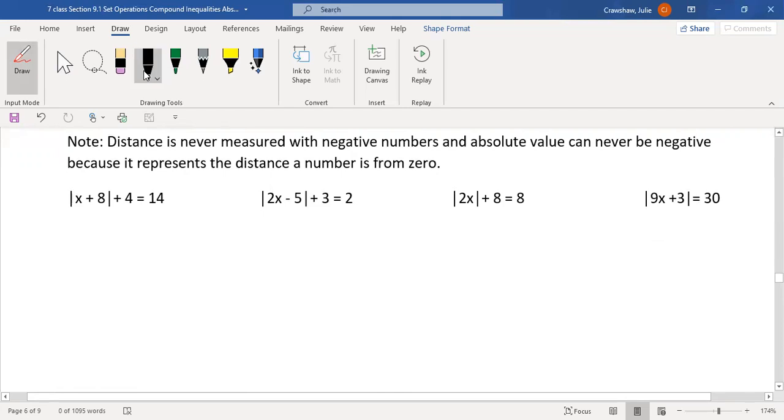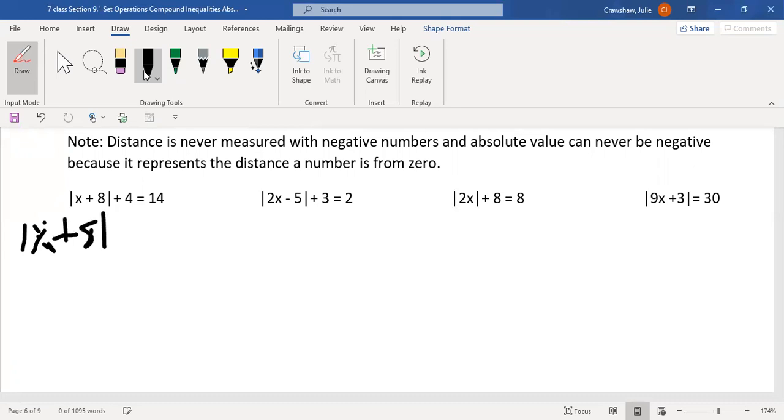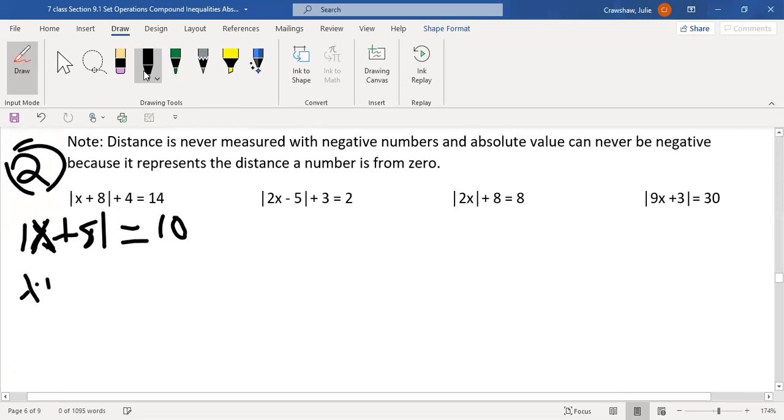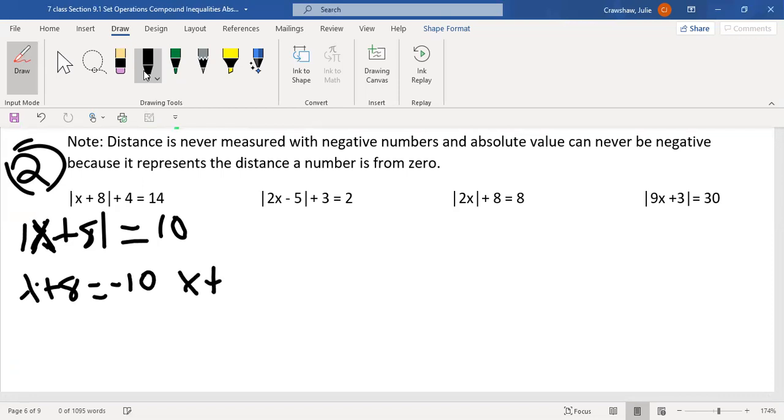First thing I'm going to do is subtract my 4 from both sides. And that's going to give me the absolute value of x plus 8 equals 10. Because that's positive, I know I'm going to get two answers. So I have x plus 8 equals a negative 10, or I'm going to have x plus 8 equal a positive 10, because both negative 10 and positive 10 are 10 units away from 0.